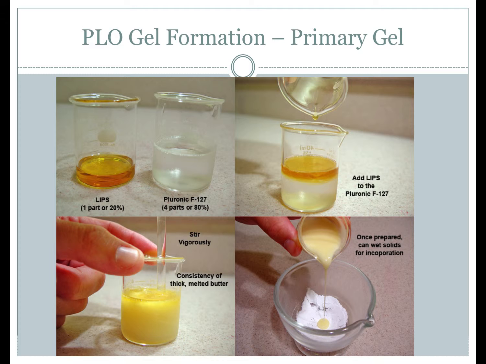Begin by looking at the picture on the top left, which illustrates the two components. The beaker on the left with the orange oily looking solution is LIPS, or lecithin isopropyl palmitate solution. Remember that we use 20 to 25% of our total volume as LIPS. The beaker on the right contains Pluronic F127, which is a clear solution and would have the remaining 75 to 80% of the total volume.